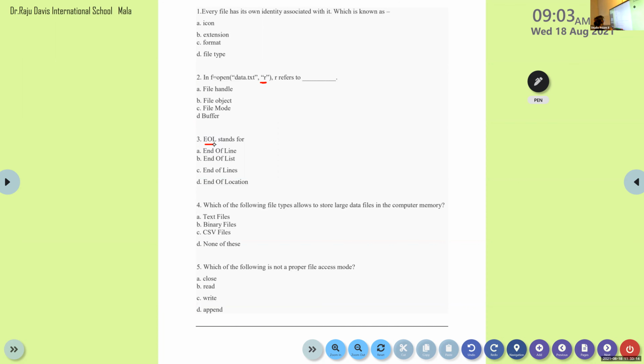So from my clue, you could guess the answer for the fourth one: the language or the file format which has been close to the computer, which stores the same data as that which has been stored in the computer memory. And fifth one, which is not a proper file access method? You know the access method, isn't it? So what about this? You're familiar with three other access methods.